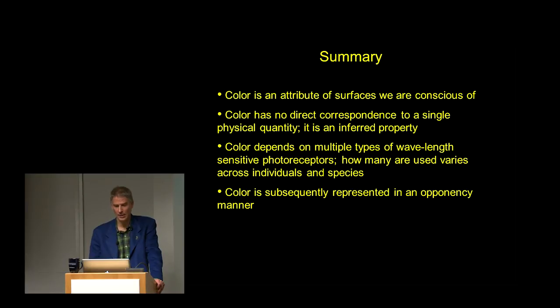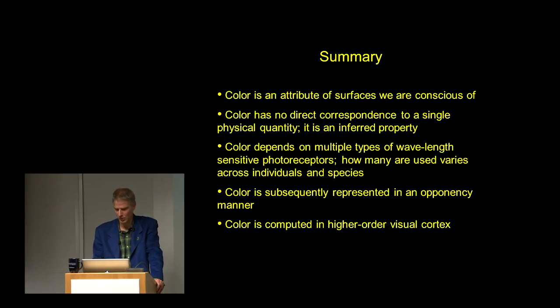And color is then subsequently represented in an opponency manner and is computed, at least in us, in higher order visual cortex. We know almost nothing about, given these curious facts about the visual system of the mouse, to what extent color is exploited and represented in higher order visual cortex in mice. And with that, I thank you for your attention.